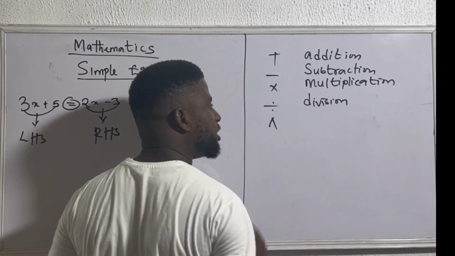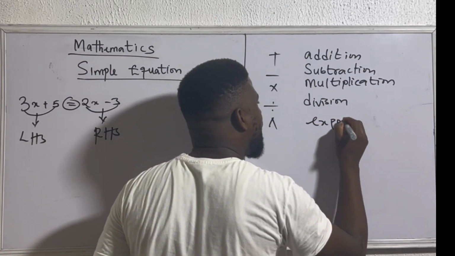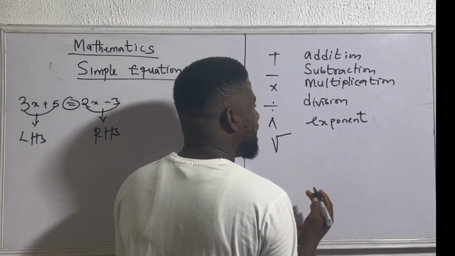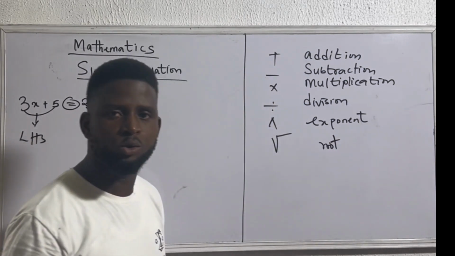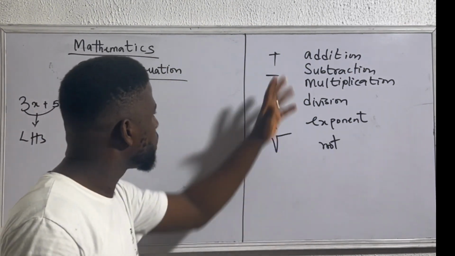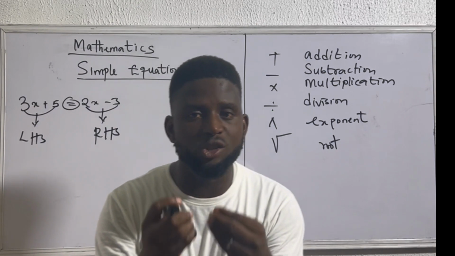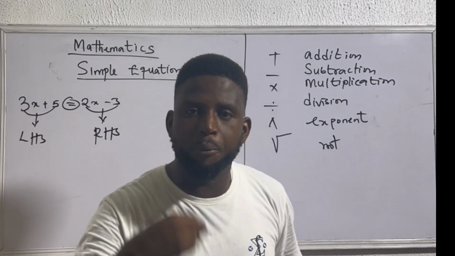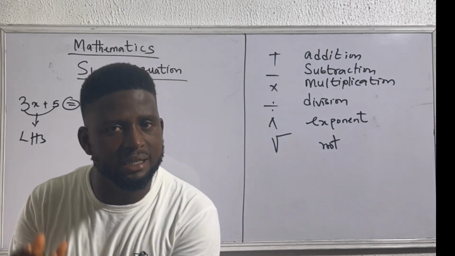We have the exponential symbol that indicates that an exponent is to be carried out. We have the root symbol that indicates that a root is to be carried out, right? And so on and so forth. An operator is any symbol in mathematics that indicates an operation is to be carried out. Then what is a term?